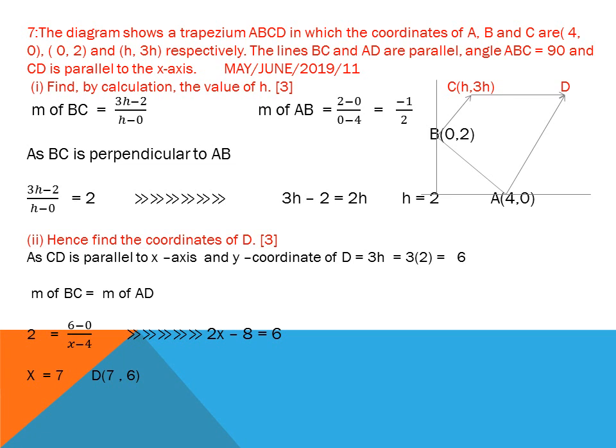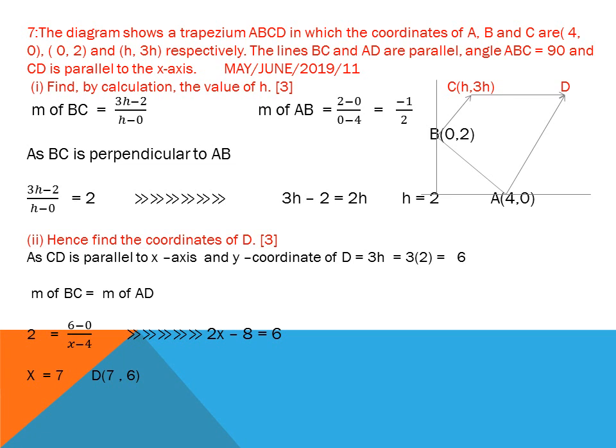The gradient of AB is equal to minus 1 by 2 because the angle ABC is 90 degrees. It means BC and AB are perpendicular to each other. So I applied the formula: the gradients of perpendicular lines satisfy m1 equals minus 1 over m2. As BC is perpendicular to AB, so (3h minus 2) over (h minus 0) is equal to 2.